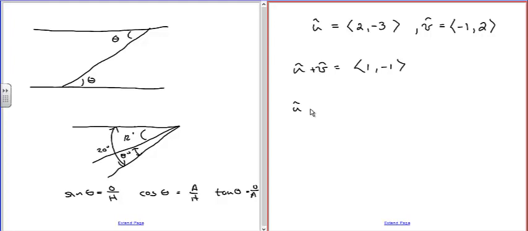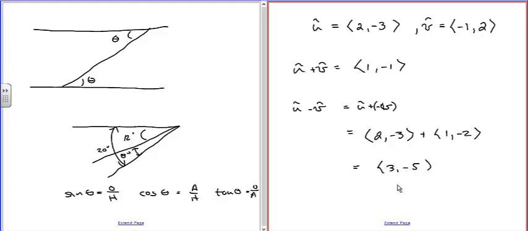If you took u minus v, that's the same as u plus negative v. So in our case, you'd have the vector 2 comma 3 plus, and then I'd take the inverse of those, so that becomes 1, negative 2. Just change the sign of the 2. And then I'd add them together. 2 plus 1 is 3, so it would be 3. Negative 3 plus negative 2 is negative 5. So that would be u minus v.